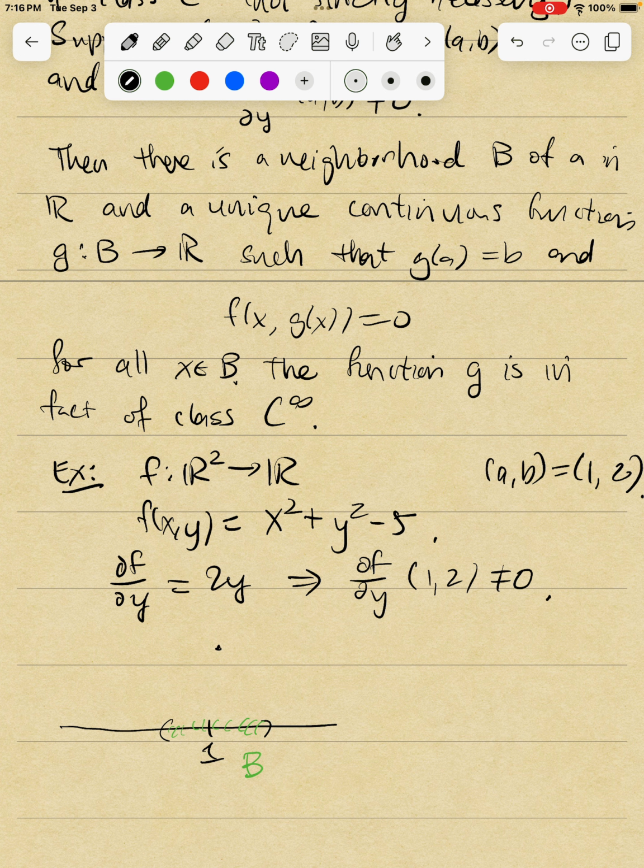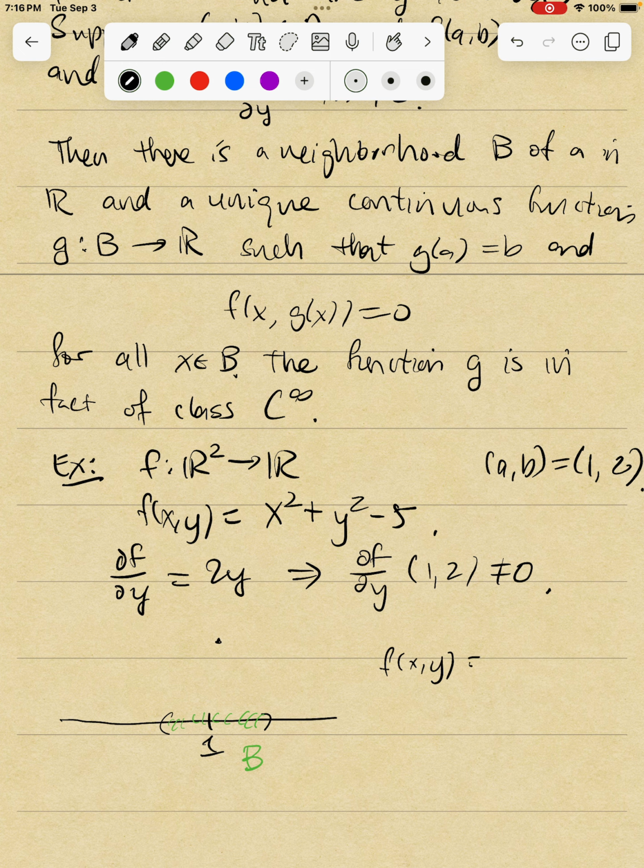Well, let's look at the graph of f(x, y) equals 0. The graph of f(x, y) equals 0 is x squared plus y squared equals 5. So it's a circle of radius square root of 5 centered at the origin.